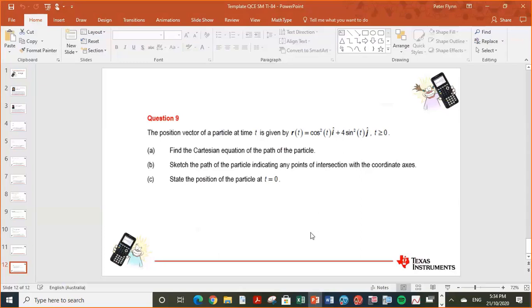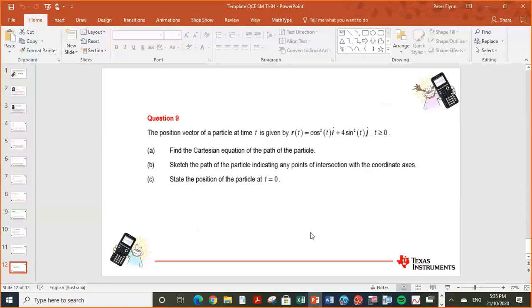The other important thing to think about here is that cos t always lies between -1 and 1. Now we're dealing with cos squared t, so if we square through that inequality, cos squared t will lie between 0 and 1.